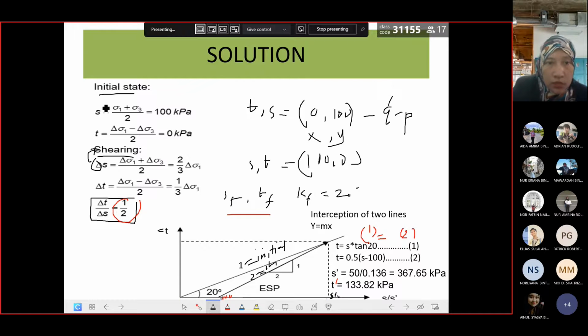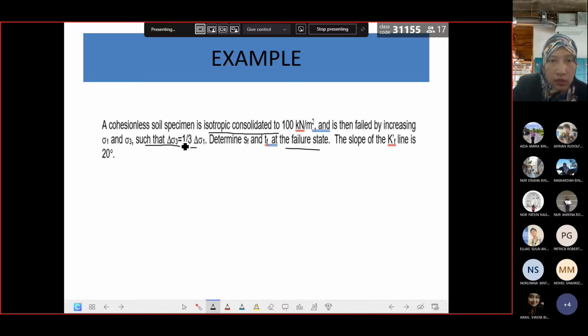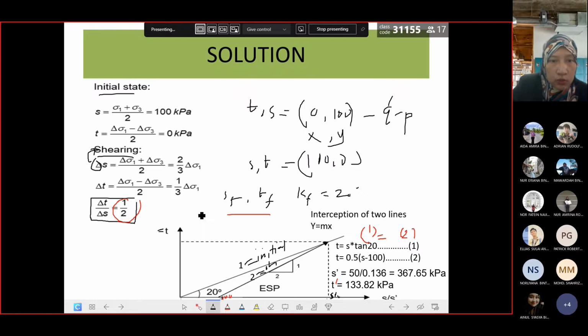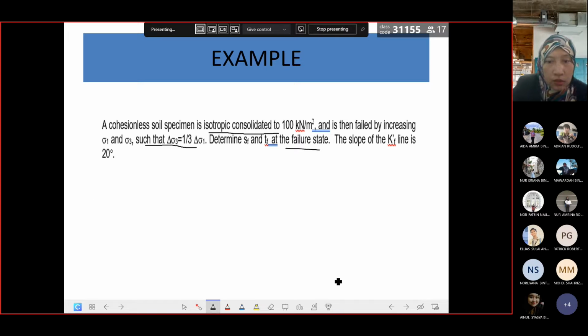So the solution is that first you take out dulu initial state, maklumat yang kita ada, initial state, initial consolidated S equal to 100 kPa is a mean stress. And then the deviatoric stress T is 0 during the shearing. Okay, yang ni maklumat ni dia bagi dekat soalan, you akan nampak kat sini. The delta sigma 3 sama dengan 1/3 delta sigma 1. So that is also similar meaning to the delta T. Yang ni adalah delta T juga.